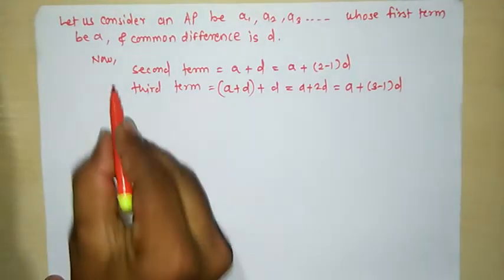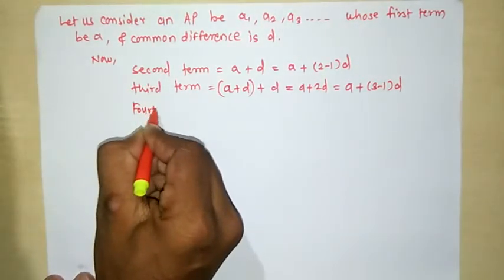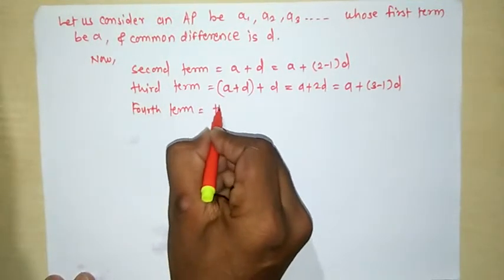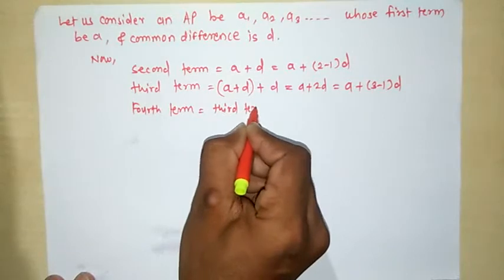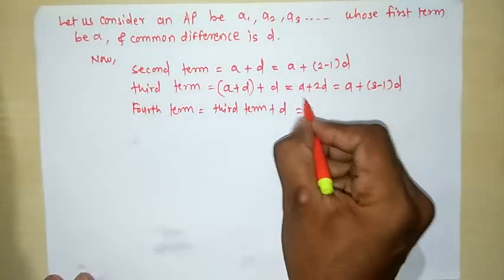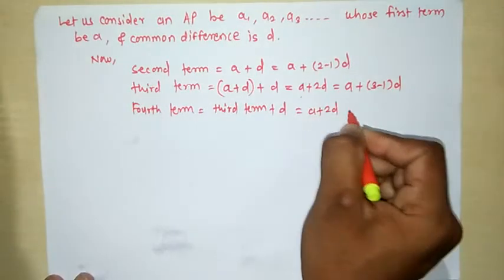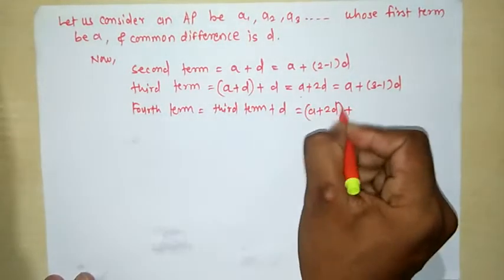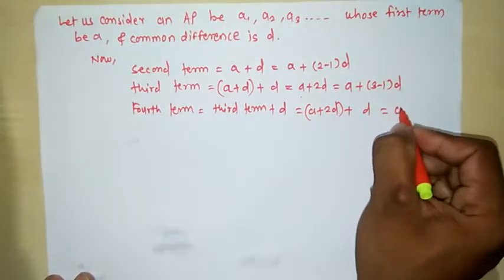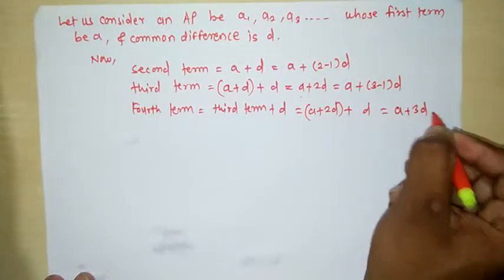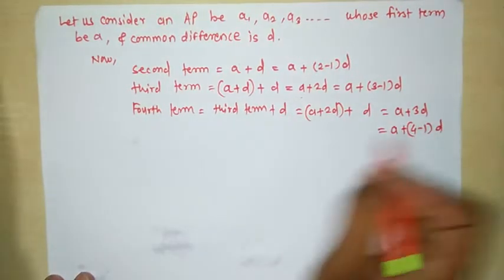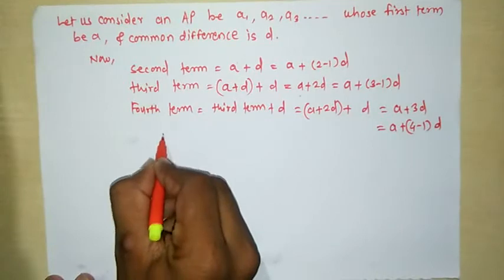Now the fourth term can be found as the third term plus the common difference D. The third term is A plus 2D, plus the common difference D, which is equal to A plus 3D. This 3D can also be written as A plus 4 minus 1 into D. Now up to the nth term.